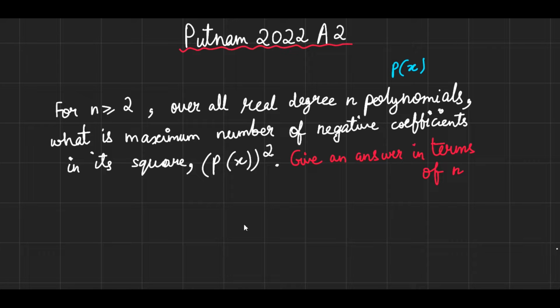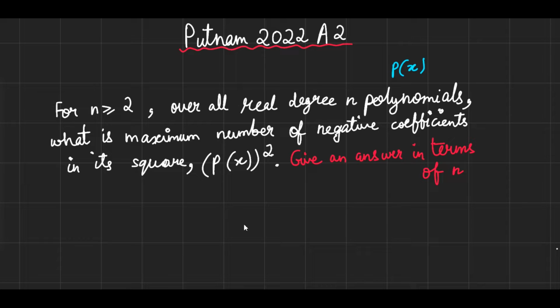Hi, today we're going to be going over A2 of the 2022 version of the Putnam. Now, I sat this Putnam myself, and this was a problem that I did on the actual Putnam. The problem says, for any integer n greater than or equal to 2, over all real degree n polynomials, let's say we choose one like p of x, what is the maximum number of negative coefficients in its square, p of x squared? I want an answer in terms of n.